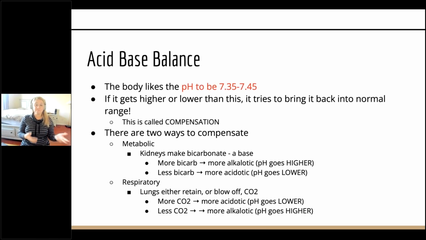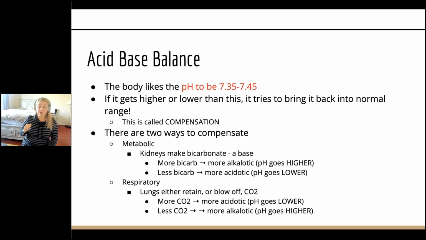B for bicarb, B for base. When the body makes more of it, we become more basic, which is alkalotic. And if we're not making enough of it, maybe the kidneys are down on the job, we don't have enough bicarb, we don't have enough base, we start to become acidotic.